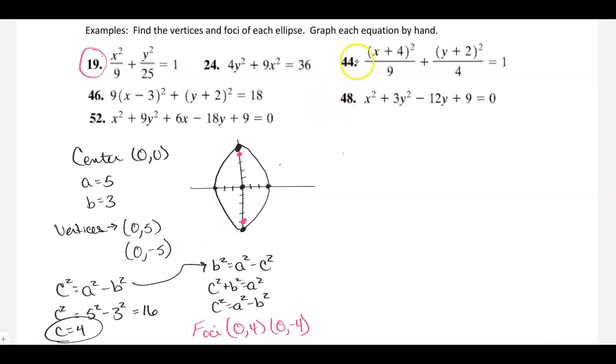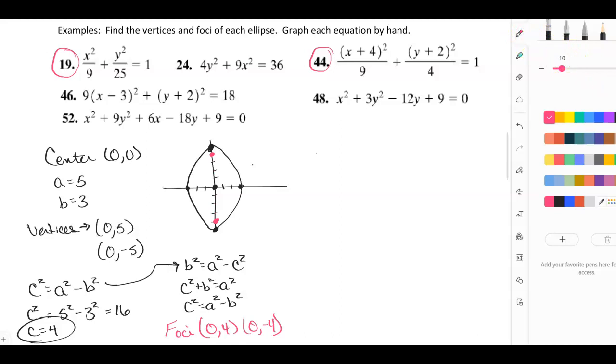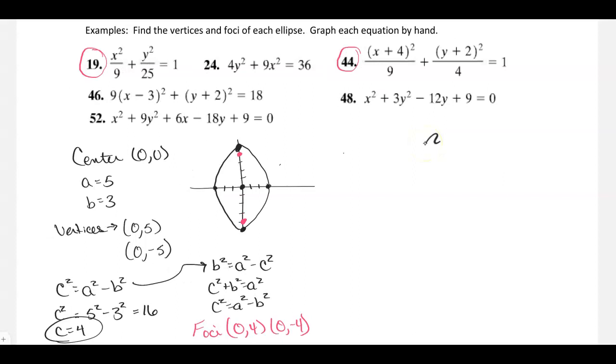Let's do another one. Let's look at number 44. So number 44, our goal is to analyze this. So let's start by finding the center. So the center for this guy, remember it's at H, K, so it would be at negative 4, negative 2. And we've got to figure out what A and B are. So A is going to be the larger number. So it's going to be the square root of 9, which is 3. B is going to be the square root of 4, which is 2.